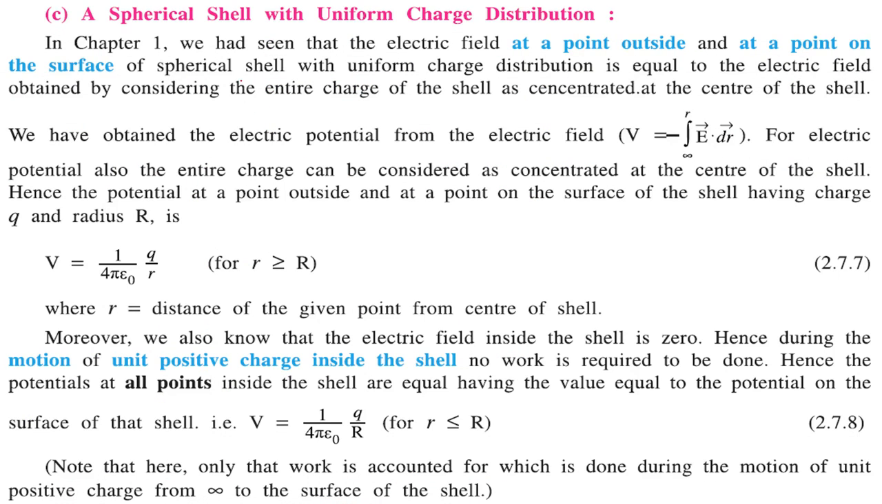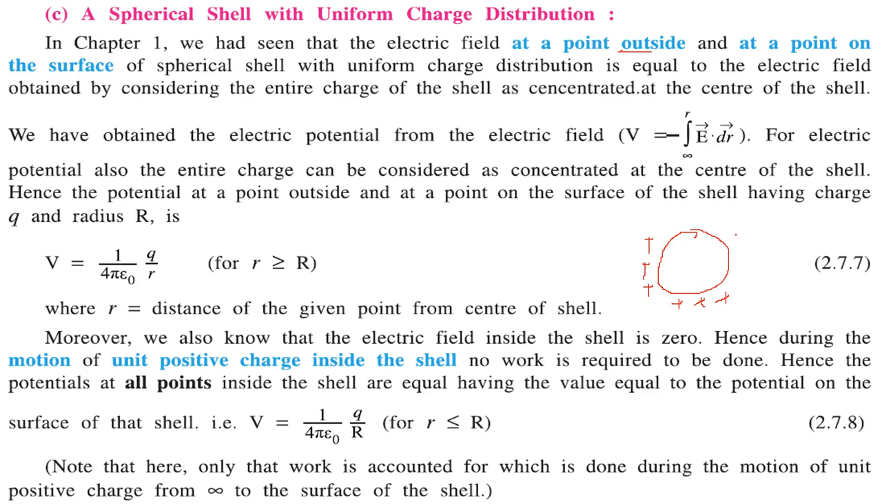Now, a spherical shell with uniform charge distribution. If we have a spherical shell with uniform charge distribution, how do we go about finding the potential? We have already seen that the electric field at a point outside and at a point on the surface of any spherical shell with uniform charge distribution is equal to what?